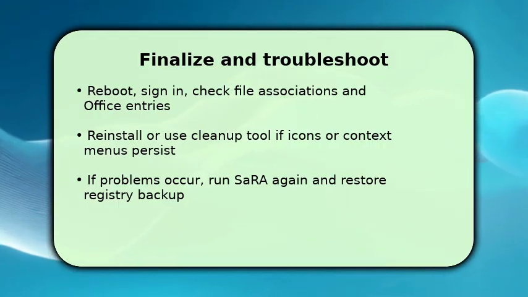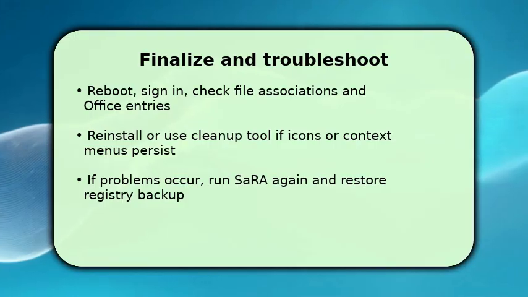If something breaks, restore the registry backup you made, run SARA once more, and check Event Viewer for errors. Make sure updates are re-enabled and test opening Office files with alternative apps to confirm success.